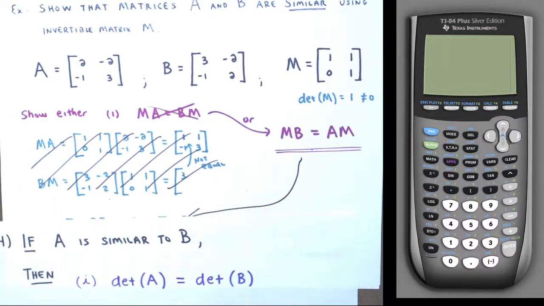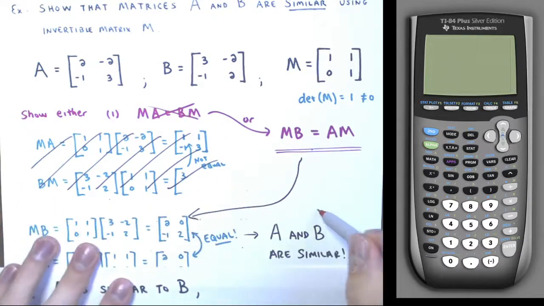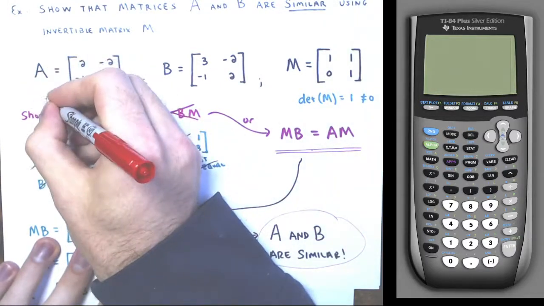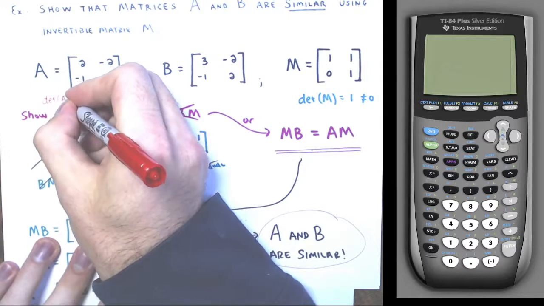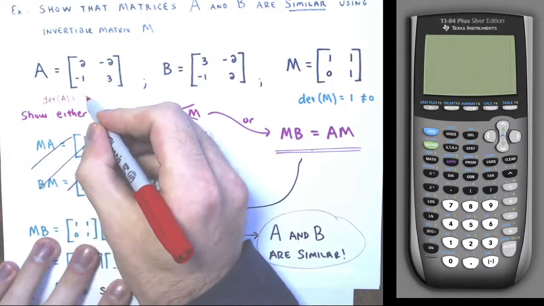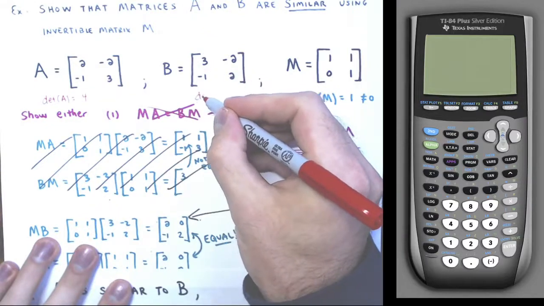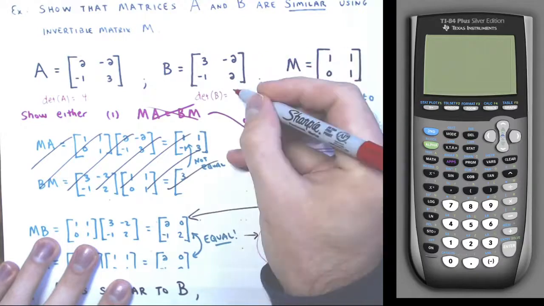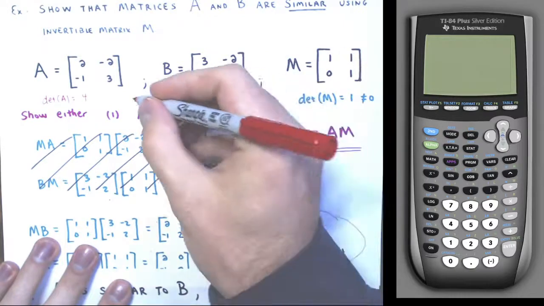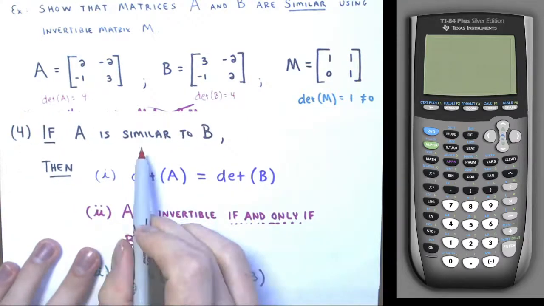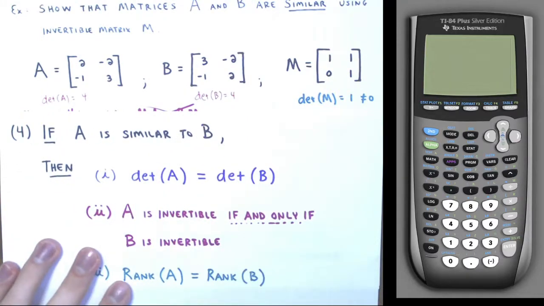We've shown that A and B are similar. So let's look at their determinants, right? What's the determinant of A? Well, it's only 2 by 2. That'd be 6 minus 2, that's 4. And what's the determinant of B? 6 minus 2 again, also 4. Right? They're the same. Look at that. That's going to happen for any similar matrices. They're going to have the same determinant.